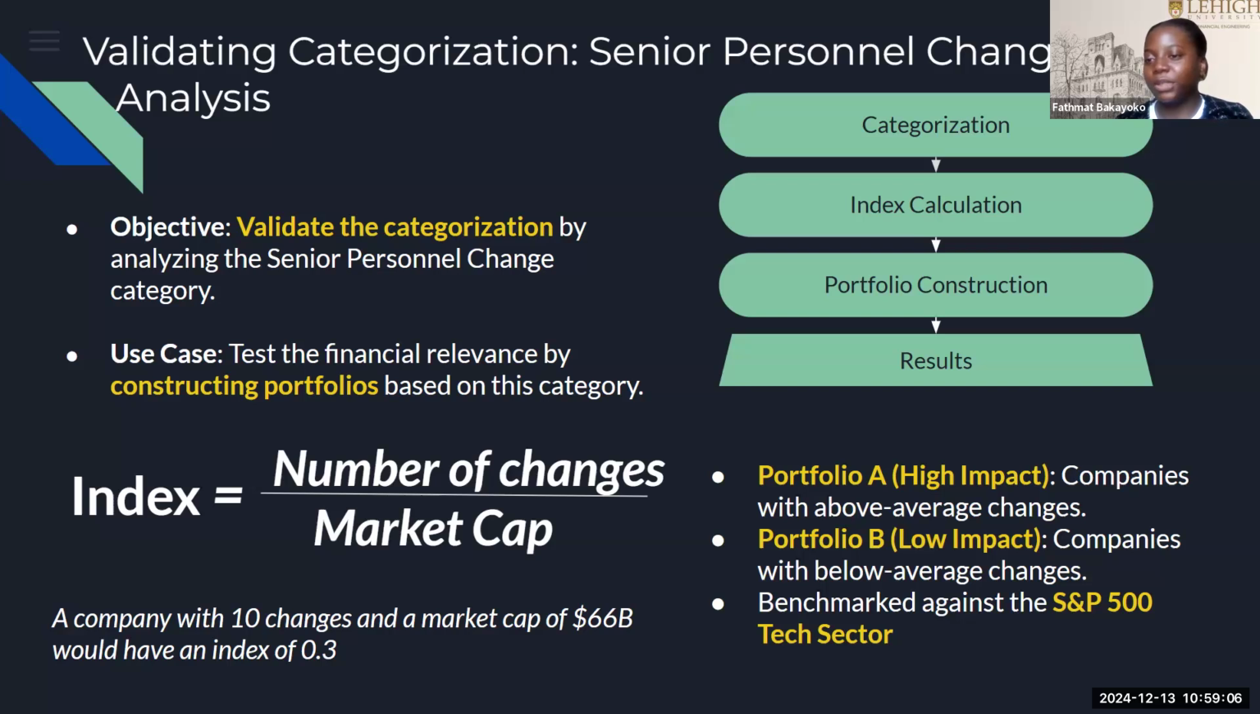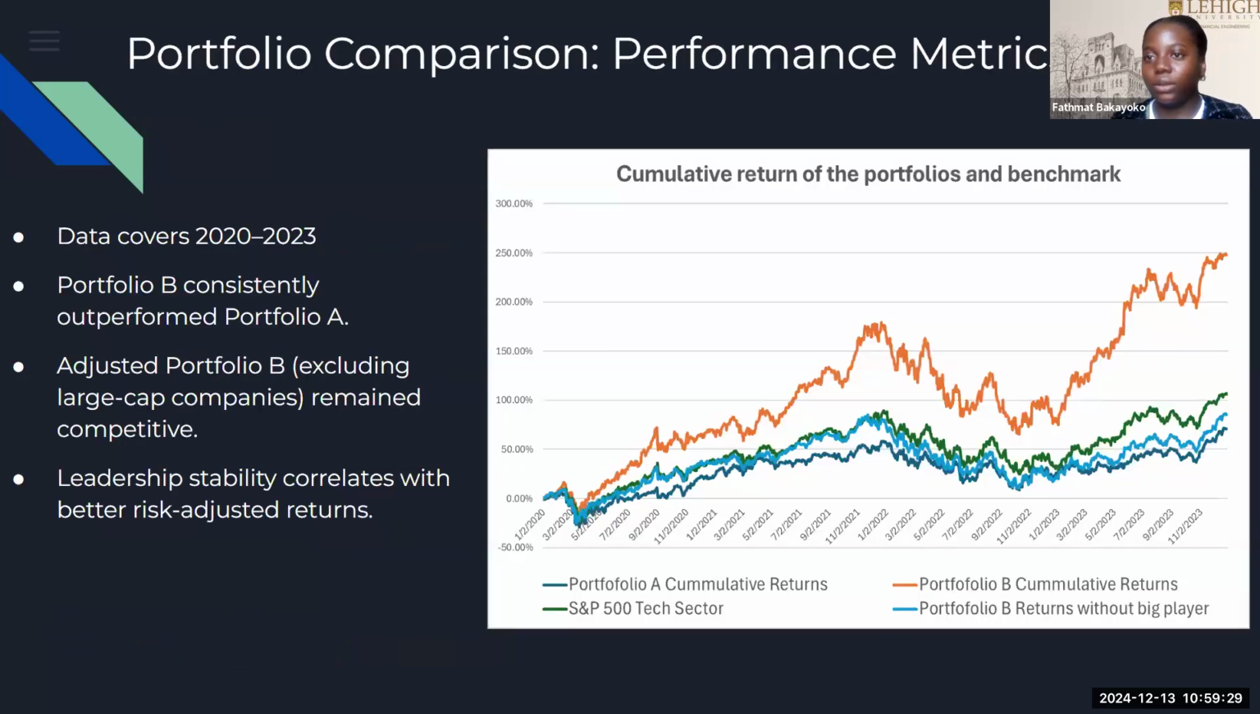What is your guess on the performance of each portfolio? Using that, we created two portfolios. One portfolio has above-average senior personnel changes, and the second one has below-average senior personnel changes. As you can see on this graph that gives the cumulative return of the portfolios and the benchmark, portfolio B, which is the orange line, outperforms the benchmark as well as the portfolio that has more than average senior personnel changes in the time frame.